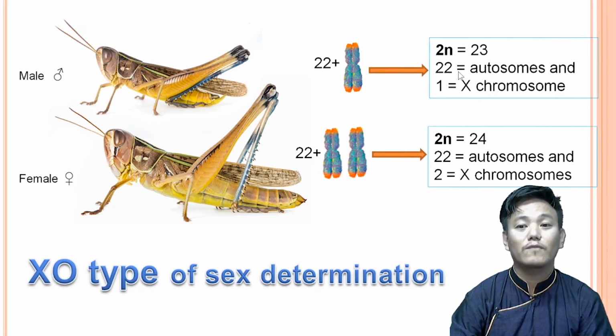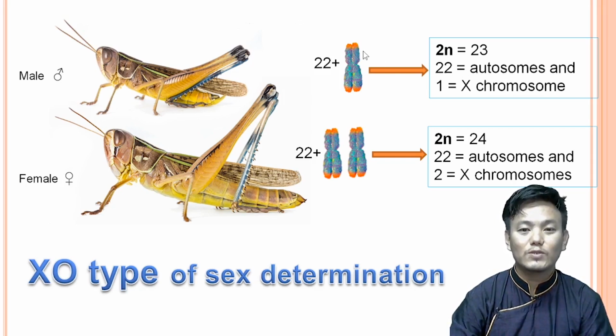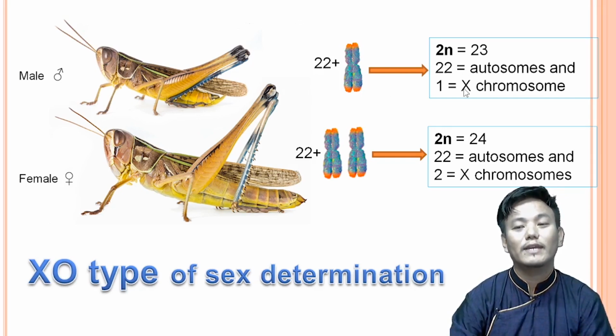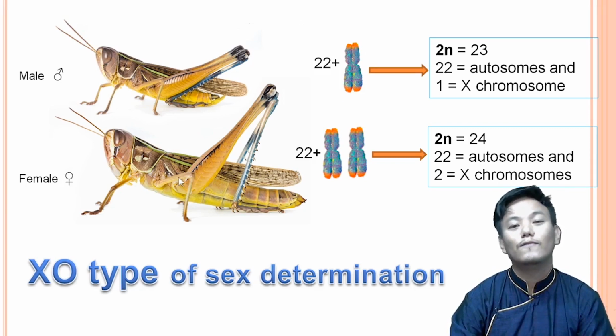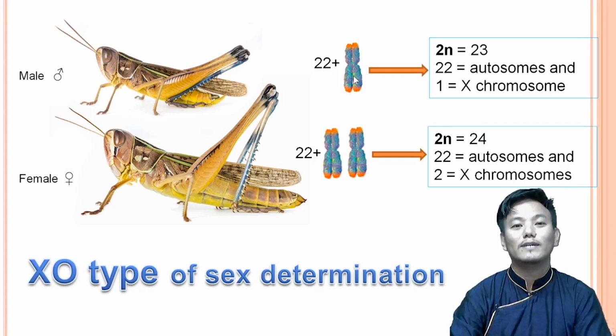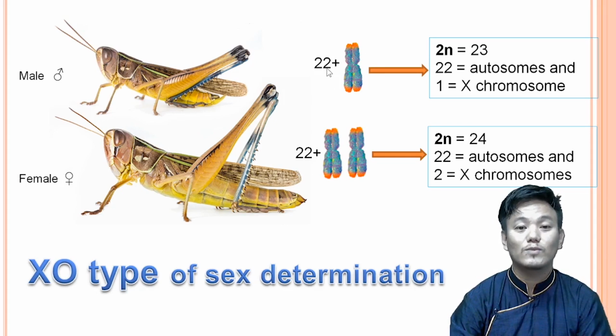The 22, which are common in both and which have no role in sex determination, are called autosomes. And this X chromosome, which has a role in sex determination, is called the sex chromosome. Remember that X chromosome is called the sex chromosome because the number of X chromosomes determines the sex of the individual. The individual having only 1 X chromosome will be male. The individuals having 2 X chromosomes will be females. Therefore, X chromosomes are called sex chromosomes, whereas the 22 chromosomes, which are common in both male and female, are called autosomes because they have no role in the sex determination mechanism.